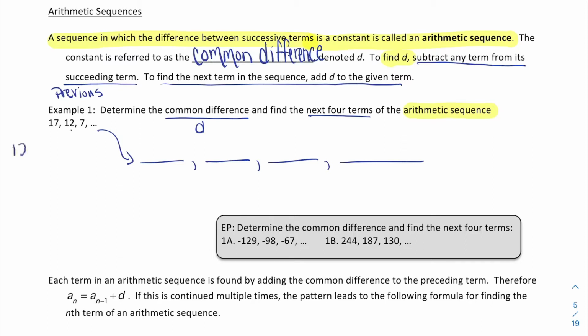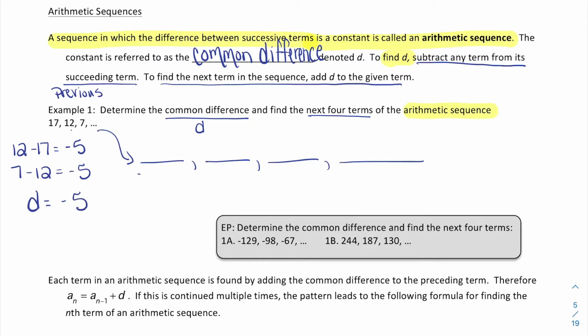So we would have 12 minus 17. I know we're tempted to see that 17 minus 12 is 5 and that's going down. But when we do 12 minus 17, that shows me the common difference is a negative 5. Just like 7 minus 12 is going to give me a negative 5 as well. So the common difference, d, is a negative 5.